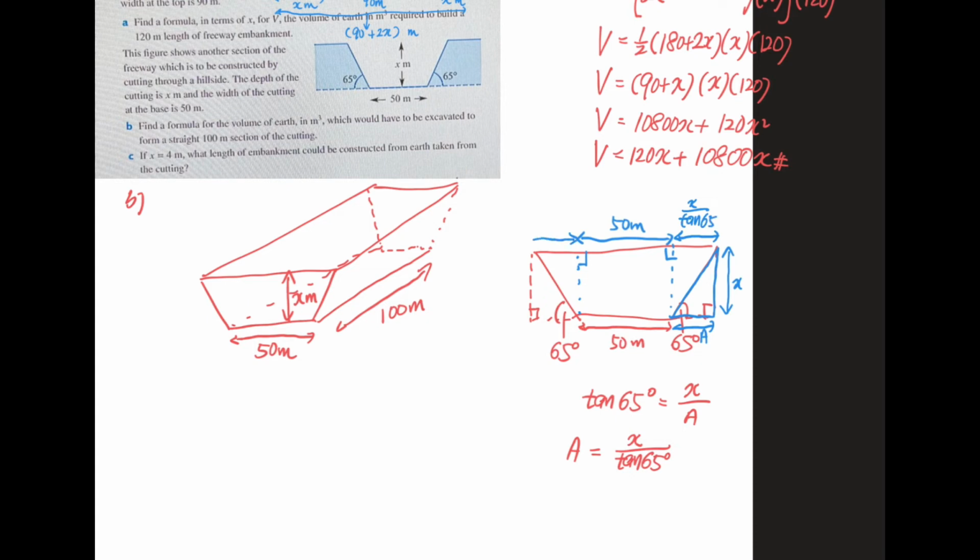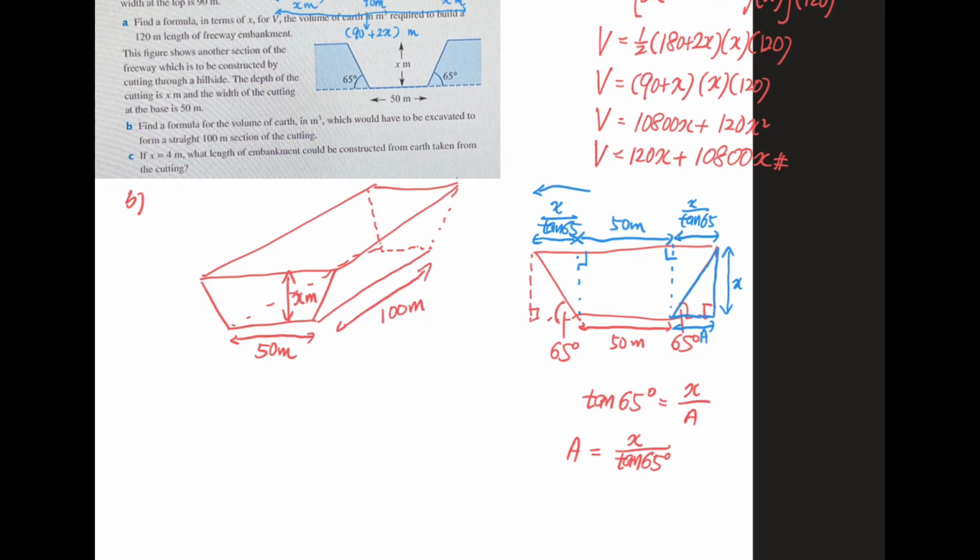Likewise, here will be x over tangent 65 as well. Okay, so let me check whether 1 over tangent 65 is a nice number. I'm trying to check with the calculator, and I realize that 1 over tangent 65 is a decimal. So I just leave it like that first.